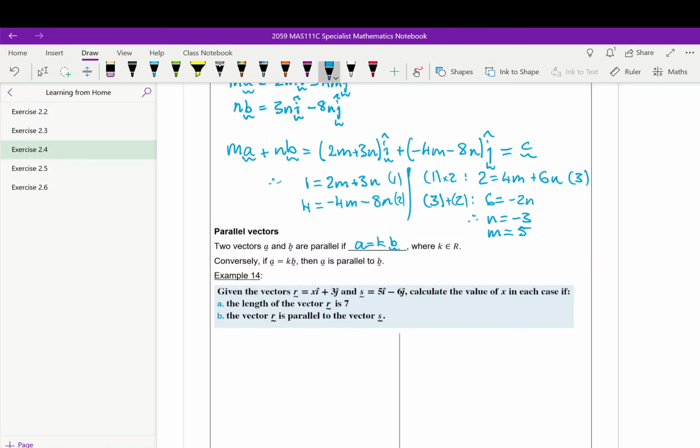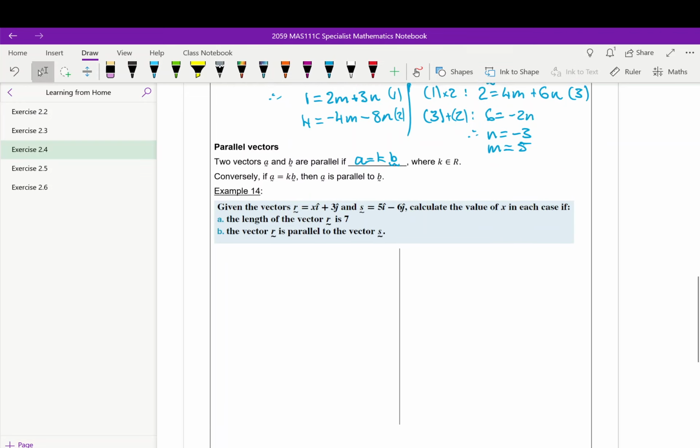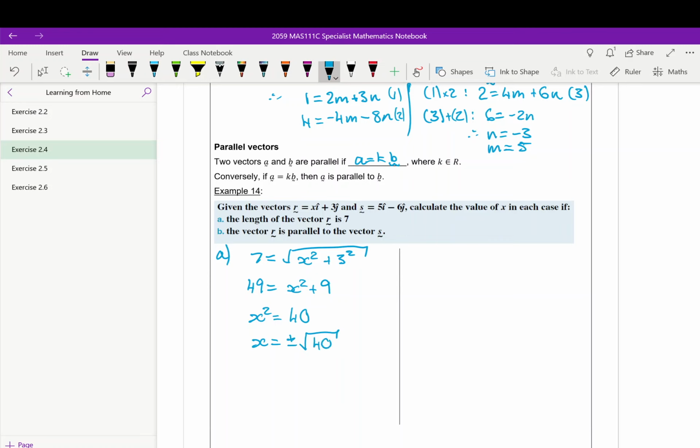Example 14. Given the vectors, calculate the value of x in each case if the length of the vector r is 7 and the vector r is parallel to the vector s. So for part A, the length of the vector r is 7, so we know that 7 equals the square root of x squared plus 3 squared, which means that 49 equals x squared plus 9. So x squared equals 40, which means x equals positive or negative square root 40, and that can be simplified to positive and negative 2 square root 10.